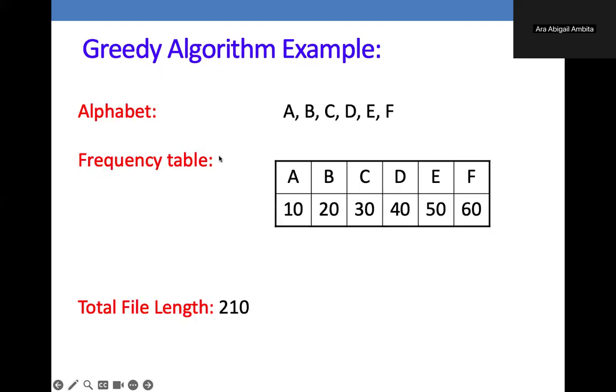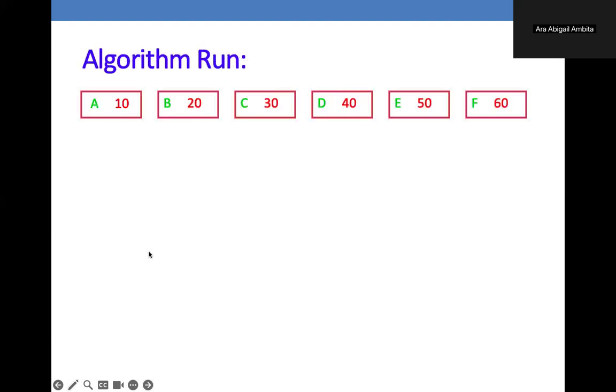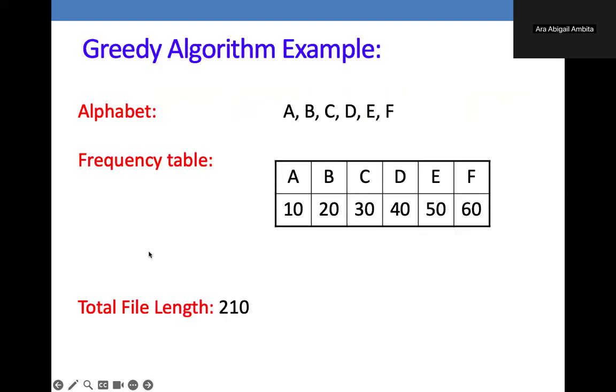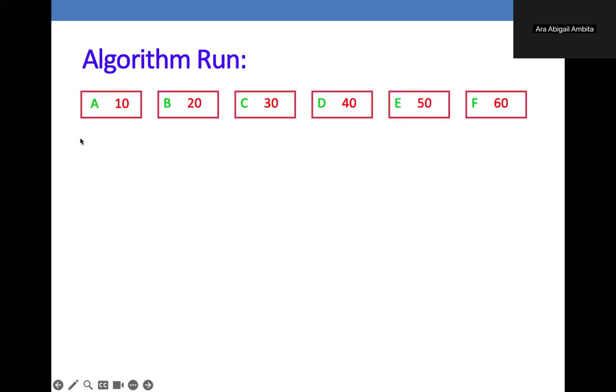Okay? So if we have, let's say, A, B, C, D. So, ito yung frequency table niya. So, isang file, A occurs 10 times, B occurs 20 times, C occurs 30 times, D 40, E 50, and then F 60. So, total na file length here is 210, okay? So, what we're going to do first is we are going to sort the letters or the characters or the symbols by frequency in ascending order.